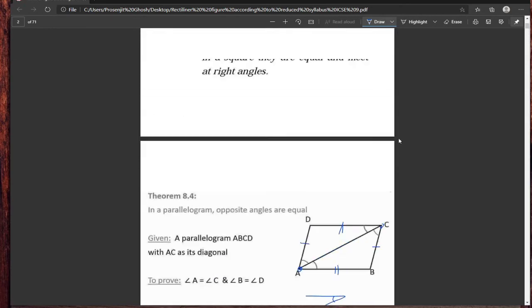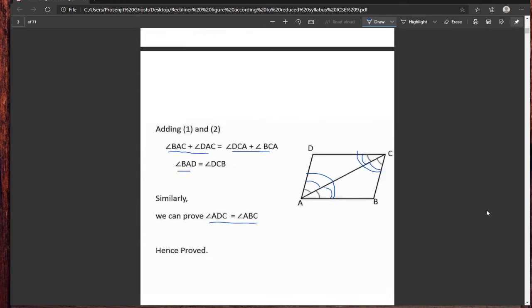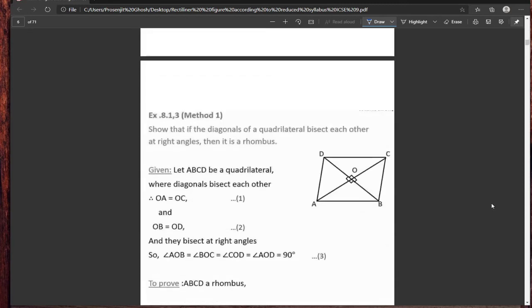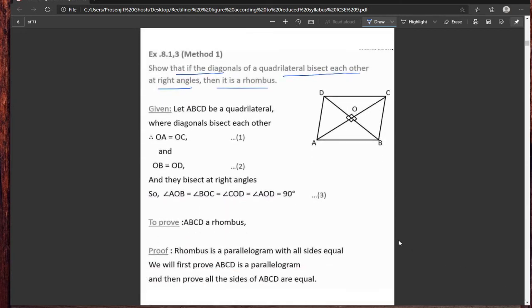Now coming to the third proof of today, that is rhombus as a special parallelogram whose diagonals meet at right angles. Alright, so here is the proof: if the diagonals of a quadrilateral bisect each other at right angles, then it is a rhombus. Obviously the same thing. Okay, so first of all, what is the special property of a rhombus? That all the sides must be the same.